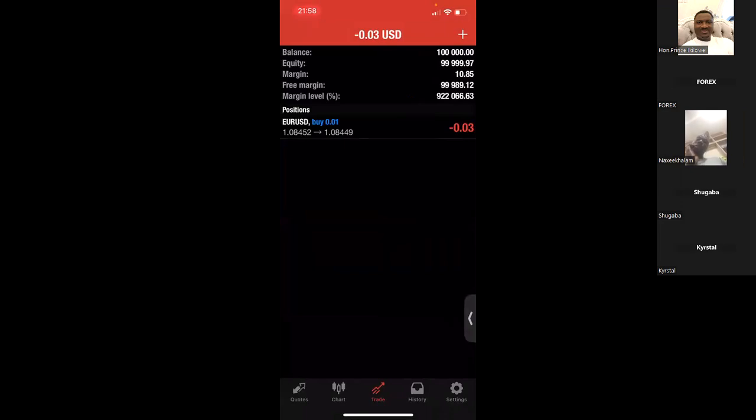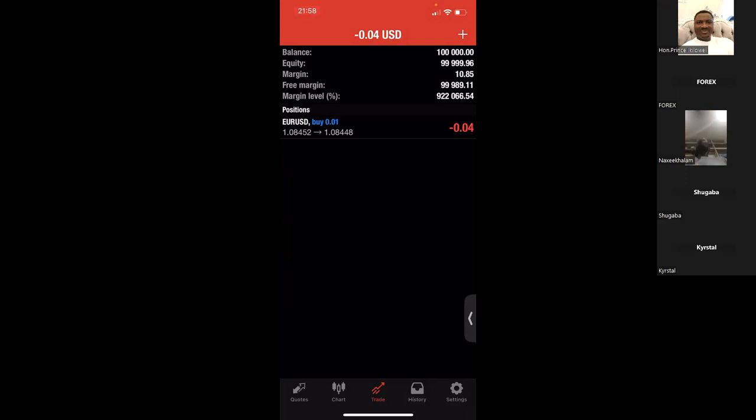It's showing me immediately. I'm seeing red, it means that I'm in loss. Remember, the market closes every Friday, and Sunday evening the market opens.